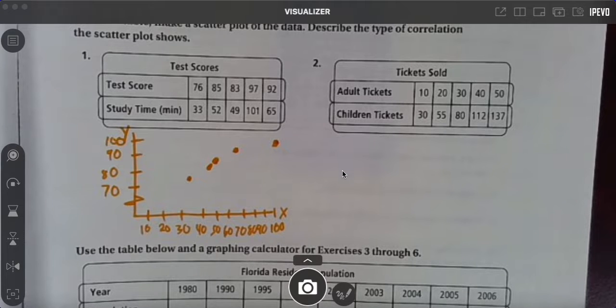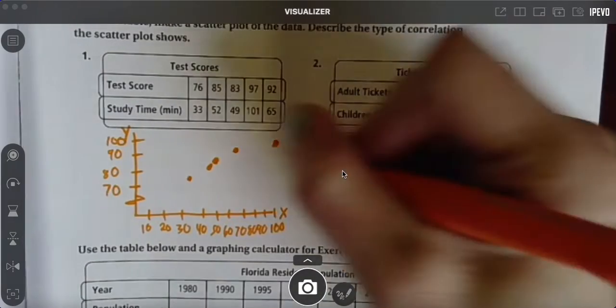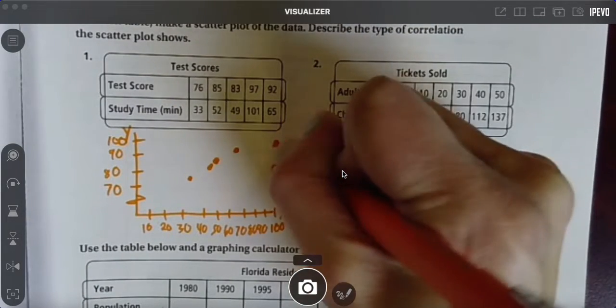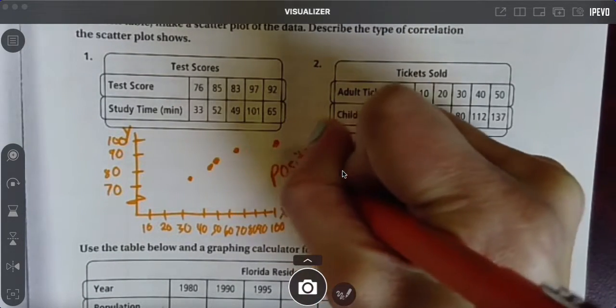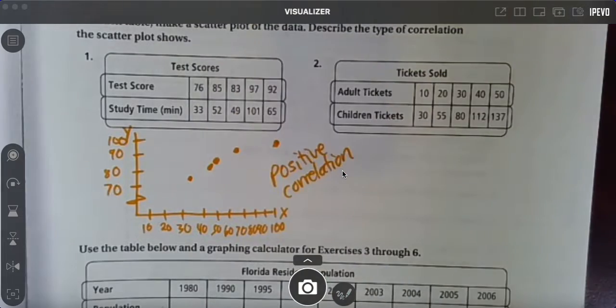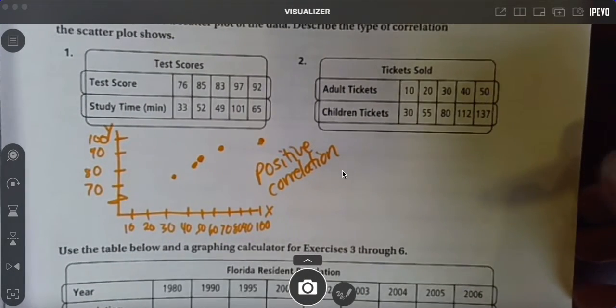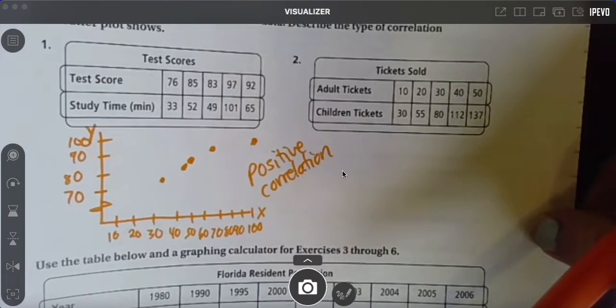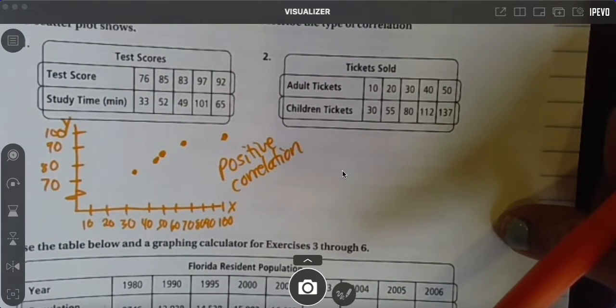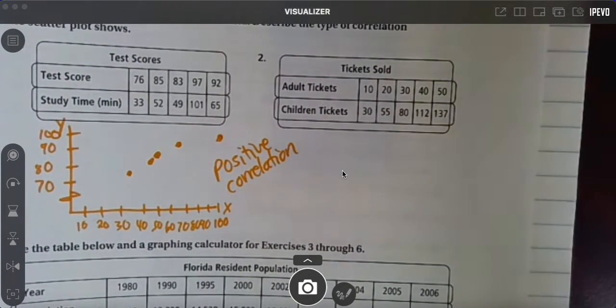How are we with this? Yeah, you're not going to turn it in though, but that's what it would be asking. So you would write positive correlation. That's the type of correlation it is. That's what it was asking for. Okay, let's do number 2, and then we're done with the graphing part, and then we'll move on to the other. Everybody's okay? All right, so number 2, it says children's tickets sold, and adult tickets.